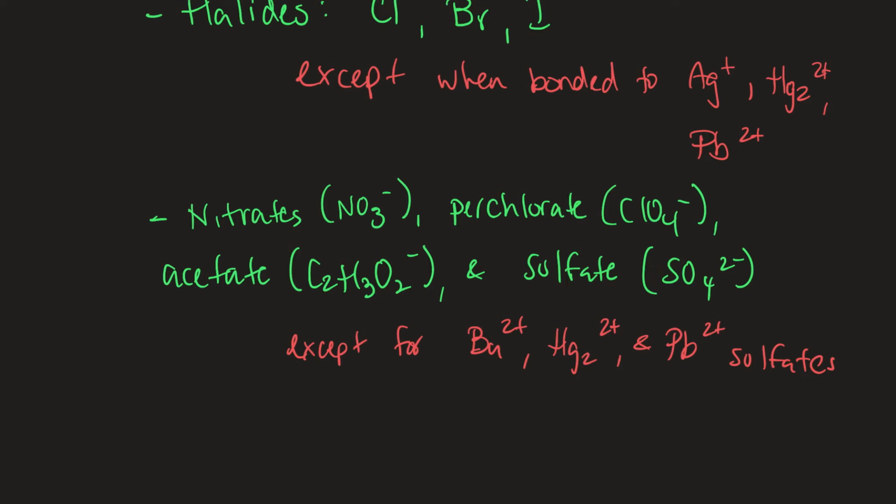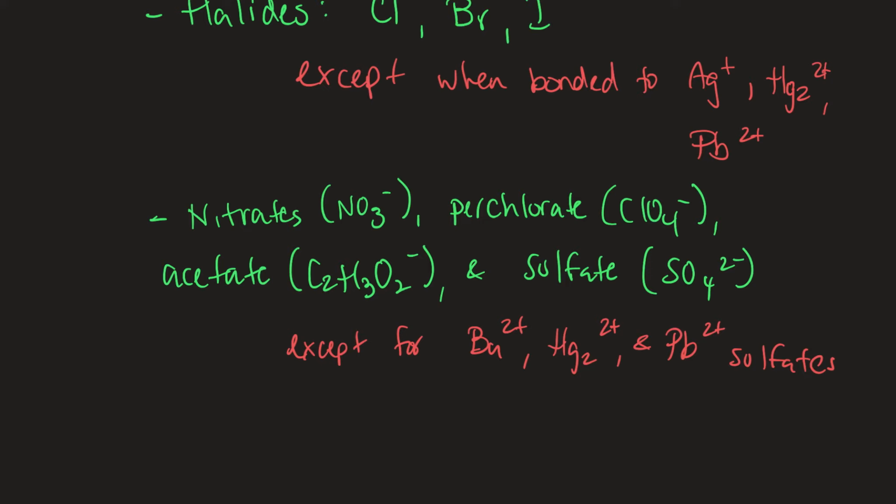If you have barium sulfate, it's going to be a solid. If it's mercury 2 sulfate, it's going to be a solid. If it's lead 2 sulfate, it's going to be a solid, because these three are your exceptions. And so it's going to precipitate itself out. Just make sure that you are aware of these chemicals and understand the patterns.